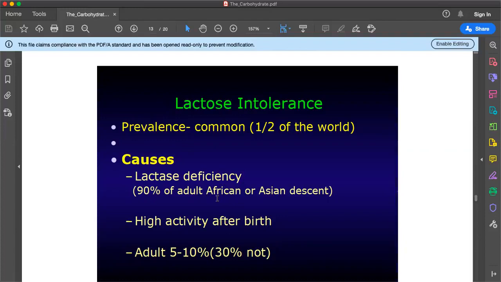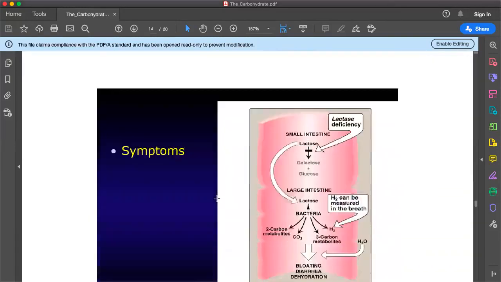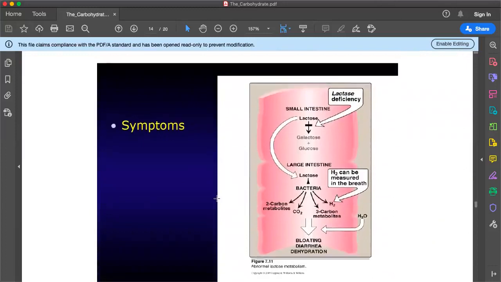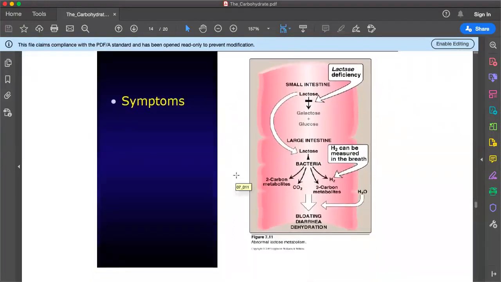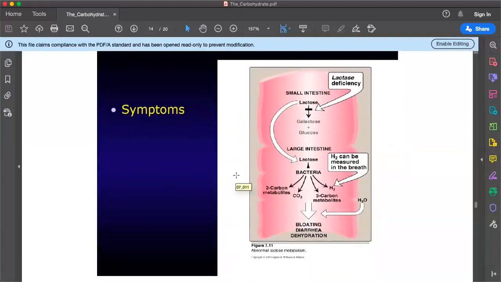In contrast, in other populations such as Swedes and Finns, and some Caucasians in the United States, the incidence of lactose intolerance is really low. Now, undigested lactose is not absorbed due to the lack of this enzyme, and the food continues to move throughout your GI system towards the colon, where it becomes available to bacteria.